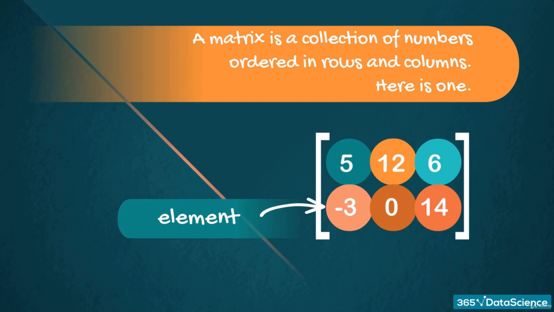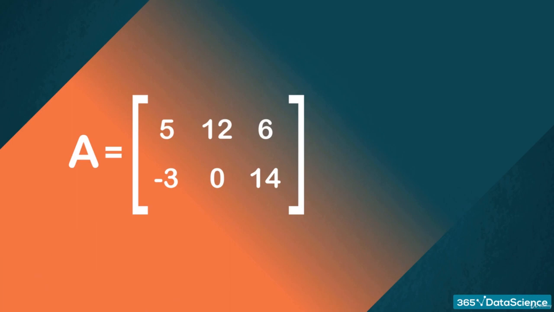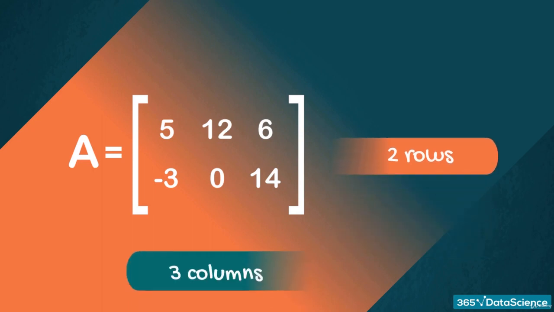To make it clear, we are dealing with a matrix. We put all the elements in brackets. We would normally denote a matrix with a capital letter, for instance, A. Our matrix A has 2 rows and 3 columns.